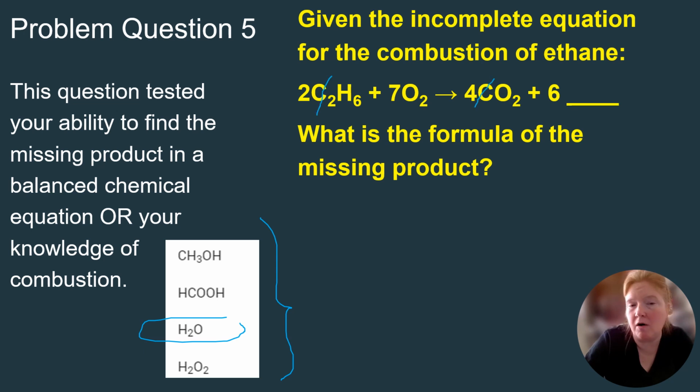So carbon is all accounted for, right? Then count up the hydrogens and count up the oxygens, and then realize I have 6 of them. So you could kind of get there, but that's a long way. If you just remember combustion, carbon dioxide and water are the products.